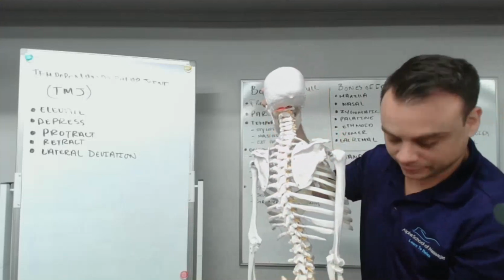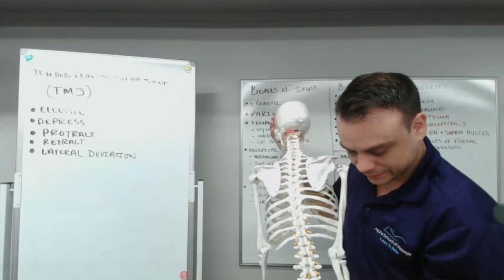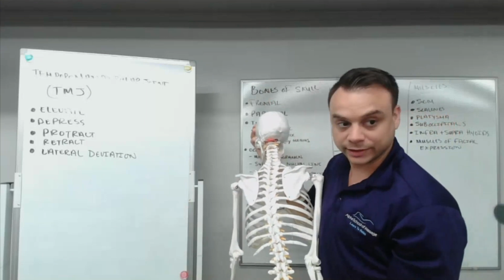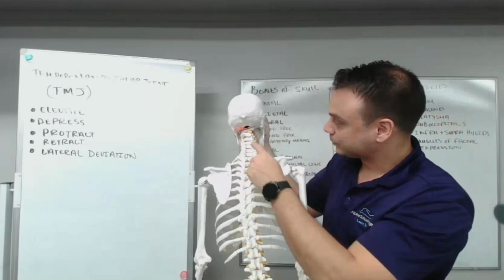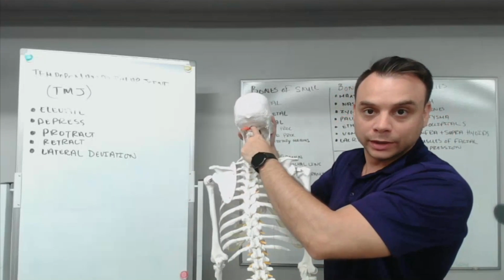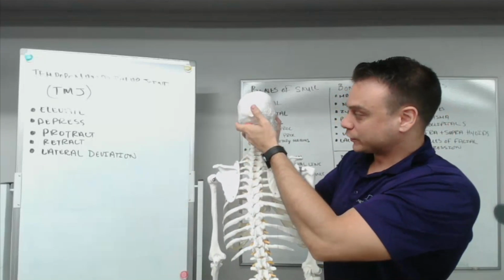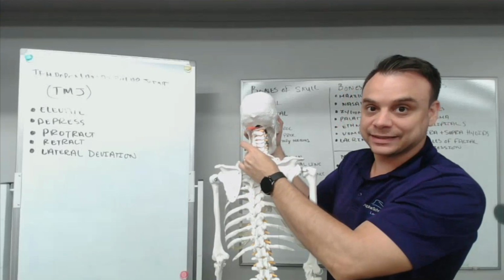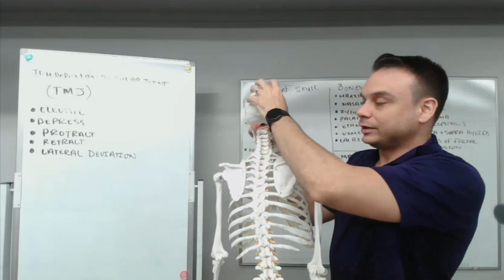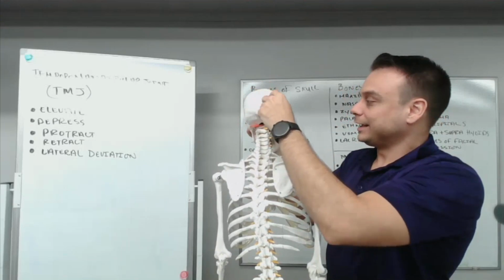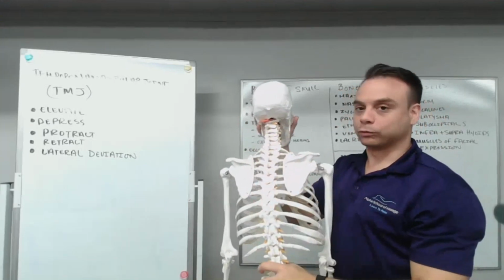Now, I might have to dip him forward, and since he's a whole and complete skeleton, maybe we can see this. But right here, this big hole in the bottom of the occipital bone, where our spinal cord is exiting from the cranial cavity, is called the magnum foramen.